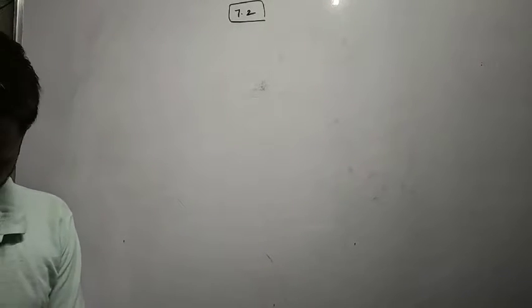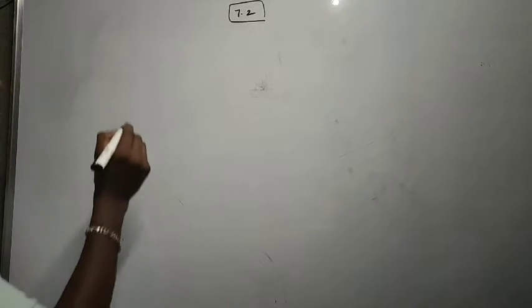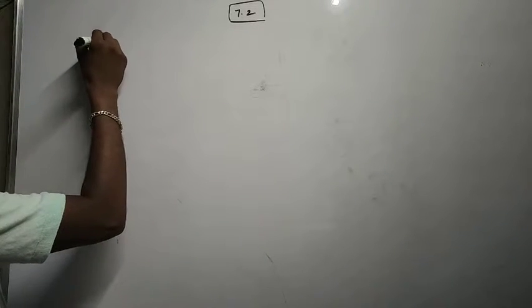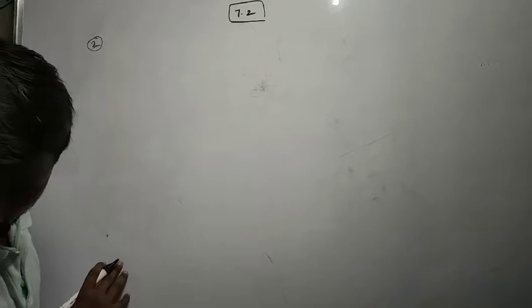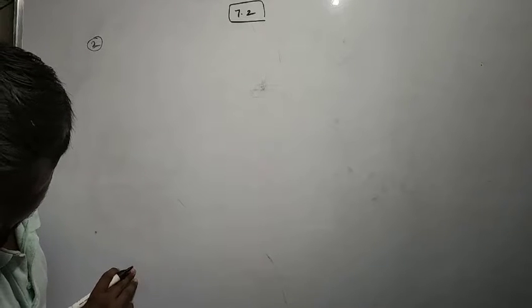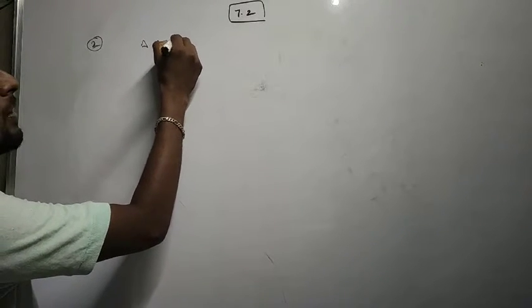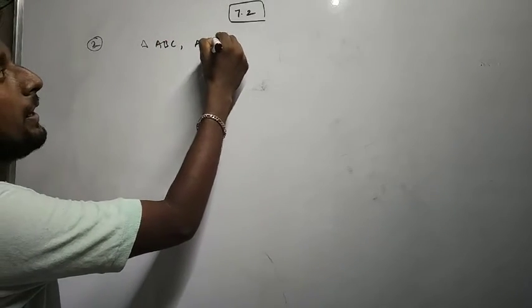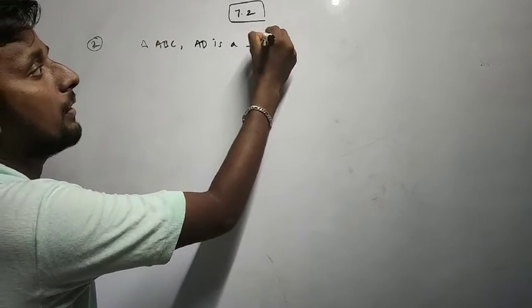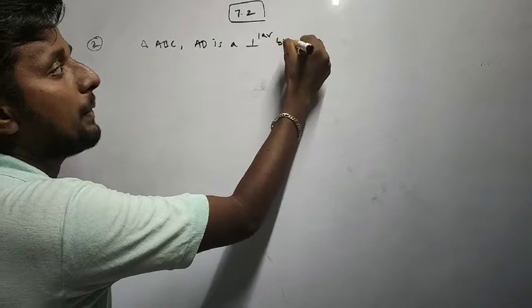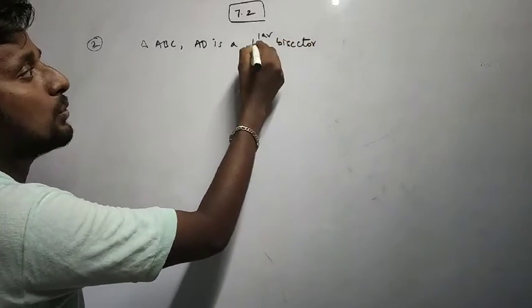Yeah, welcome back, children. So now we'll solve a problem from exercise 7.2, that is second problem. Beta, given information is in triangle ABC, AD is a perpendicular bisector. So it has two words.